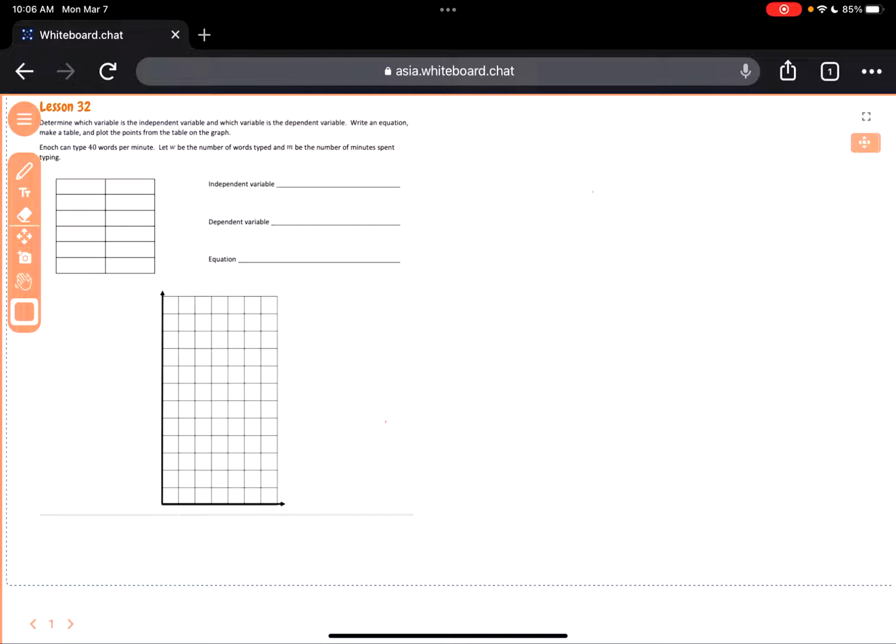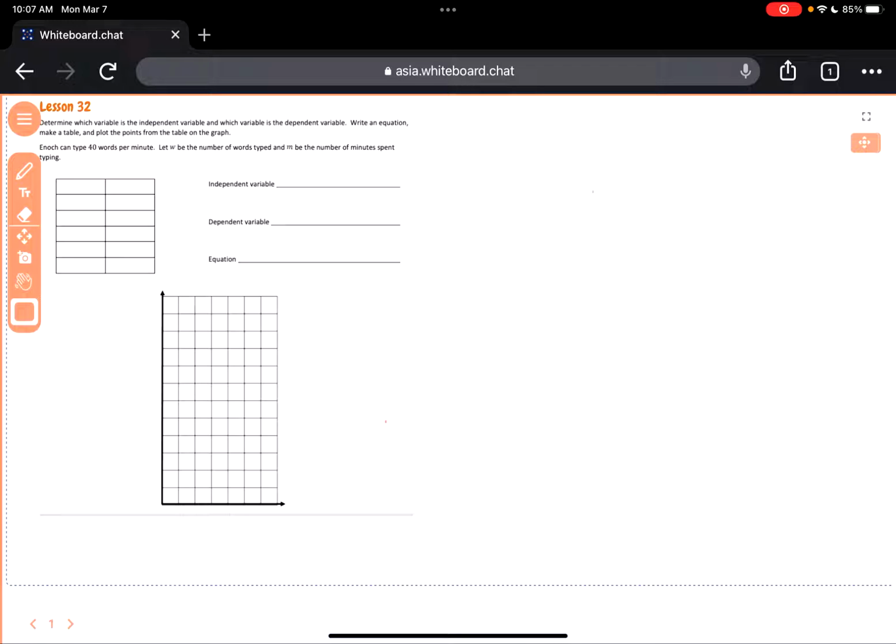Alright, Math 6, Module 4, Lesson 32. It says determine which variable is the independent variable and which variable is the dependent variable. Write an equation, make a table, plot points from the table on the graph. Alright, here we go. Enoch can type 40 words per minute. Let W be the number of words typed and M be the number of minutes spent typing.